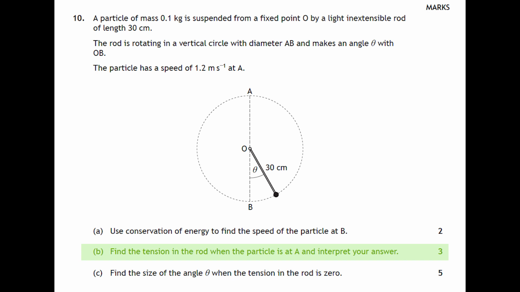B. Find the tension in the rod when the particle is at A and interpret your answer. So we're asked to find the tension in the rod and interpret our answer. This is a question on forces, and if it's a question of forces, we have to use Newton's laws of motion, second and third in this case.